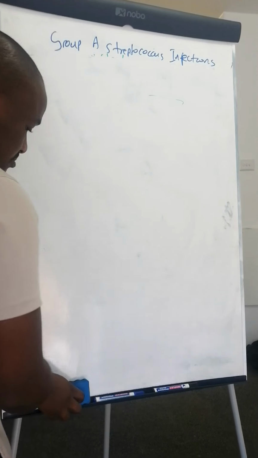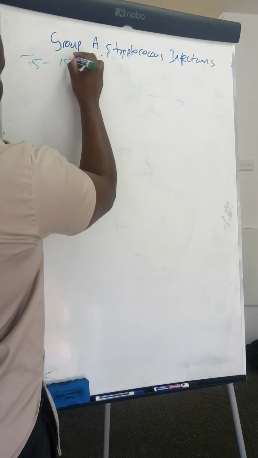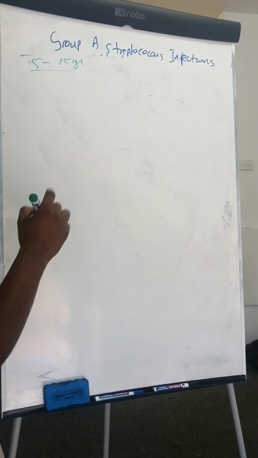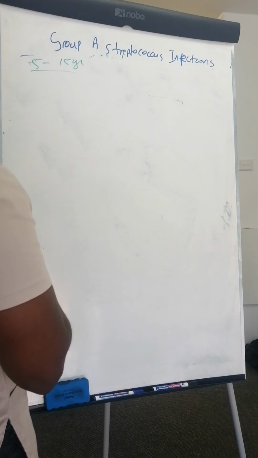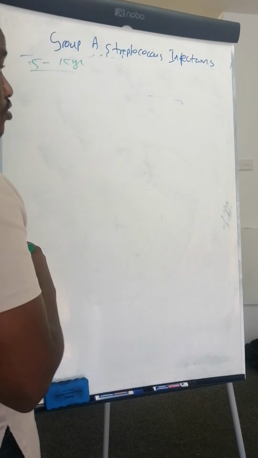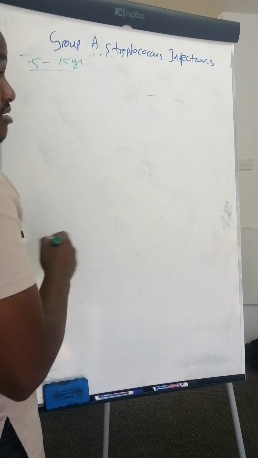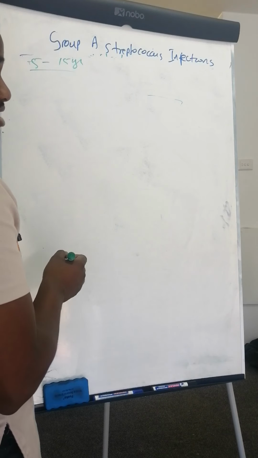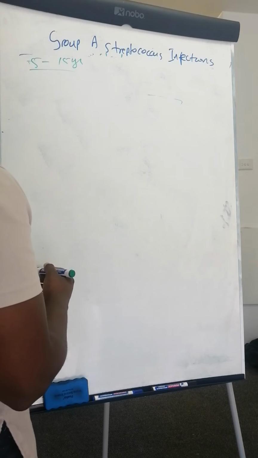So now we said the presentation would be someone between 5 and 15 years who presents with migratory arthritis or arthralgia, and the history would be they had a throat infection, a sore throat 2 to 3 weeks ago, or they might have had scarlet fever, or they might not have had any of this, but they still have acute rheumatic fever, because some of these pharyngitis are subclinical, but then the patient still gets it.